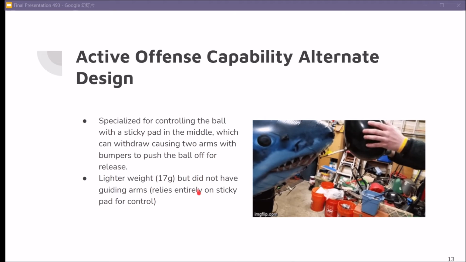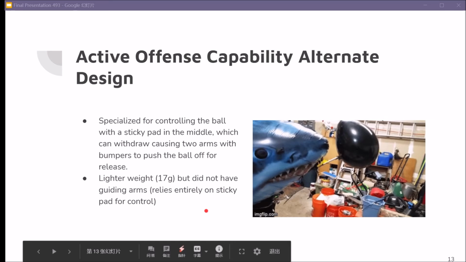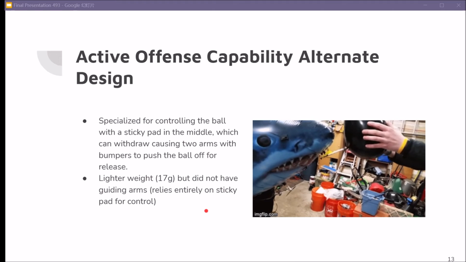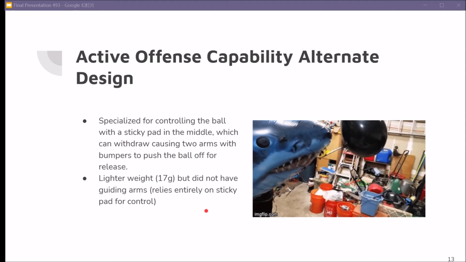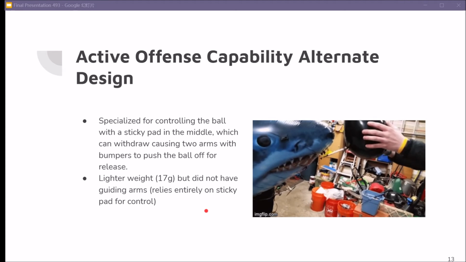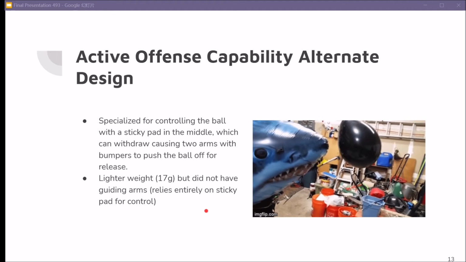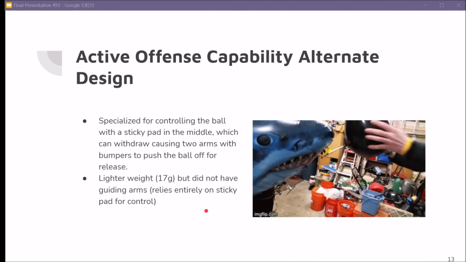We keep the sticky pad steady in the middle to control the ball and use the sidearms with bumpers to push the ball off for release. It's similar to the claw design without the guiding arm. Therefore, the total weight is better than the previous design, but in our test, it cannot guarantee the direction of pushing.